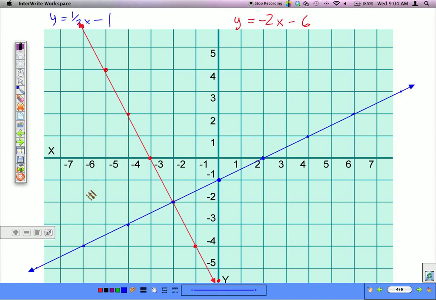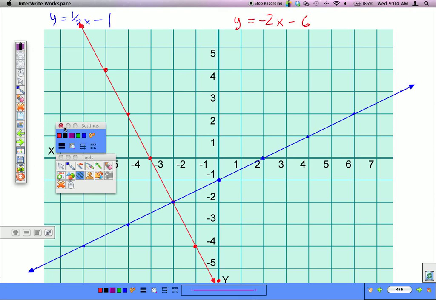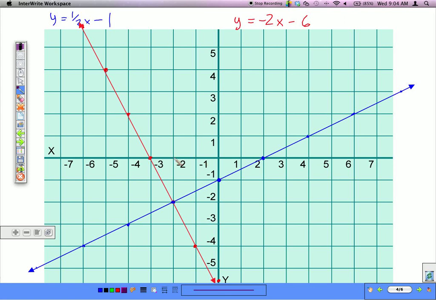Where do these points intersect? Negative 2, negative 2. And so x value at negative 2, y value at negative 2. Here's the point, or the one solution to the two equations. Negative 2, negative 2. This is our solution.